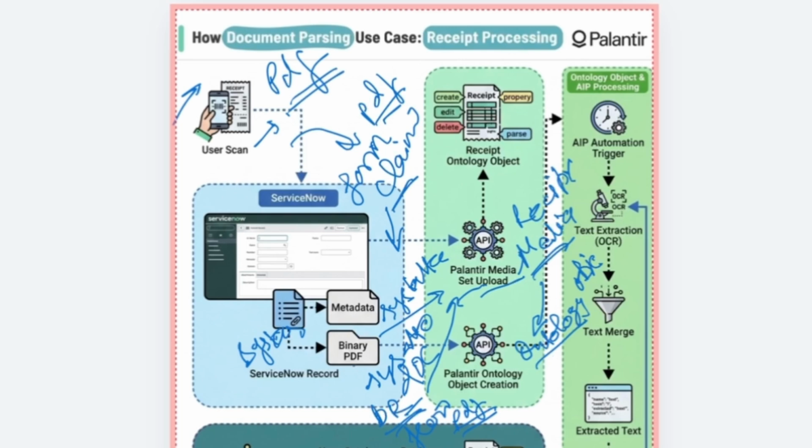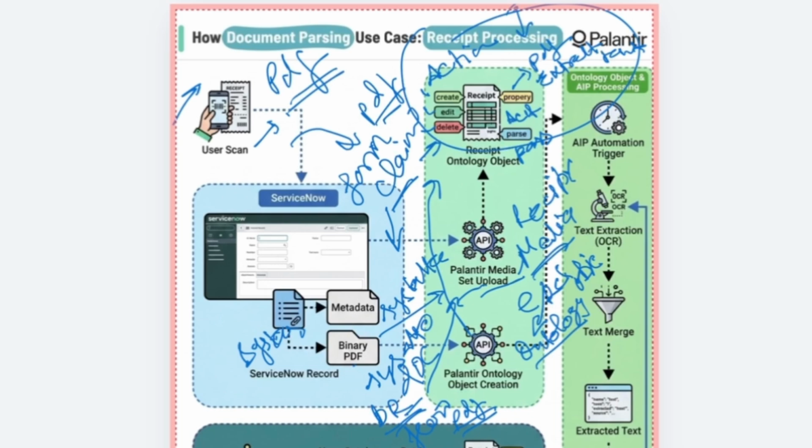I've added a video link, but in a nutshell, for this video, you can think of an ontology as an object with different properties and actions. For example, receipt ontology. I have created this receipt ontology in Palantir, and it contains three action types, which are create, edit, and delete PDFs. It has two properties: one is the PDF itself, and another is the extracted text property. There is one more action type, which is parse. All of this is under the ontology.